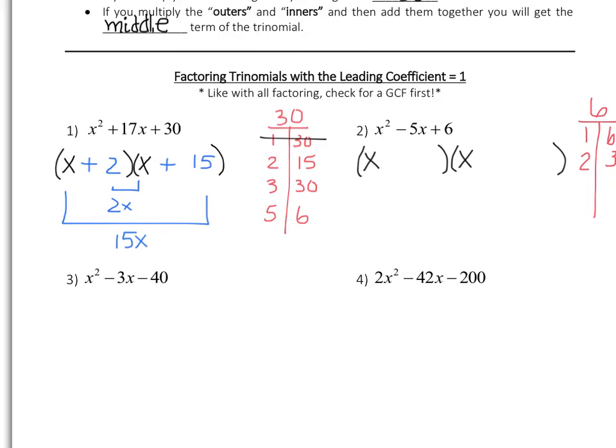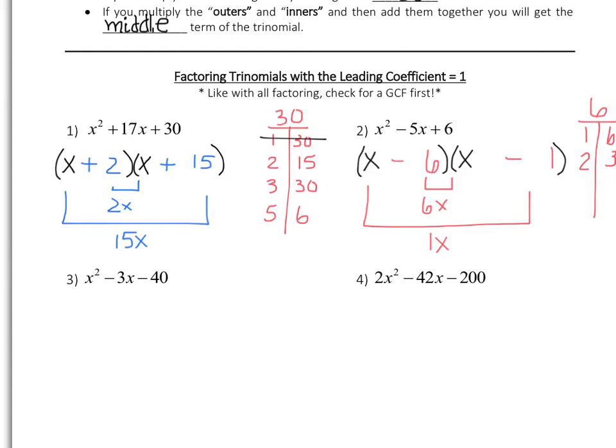So I'm going to put a 1 here, just for fun, and a 6 here, and see what happens. I multiply the inners, I get 6x. I multiply the outers, I get 1x. Is 6x and 1x going to add to negative 5x? No. I mean, technically, you could also have a negative 6x and a negative 1, because a negative times a negative still multiplies to that positive.